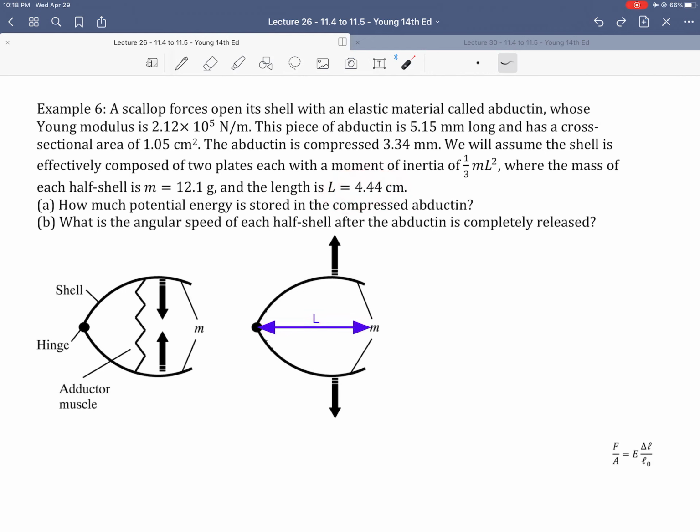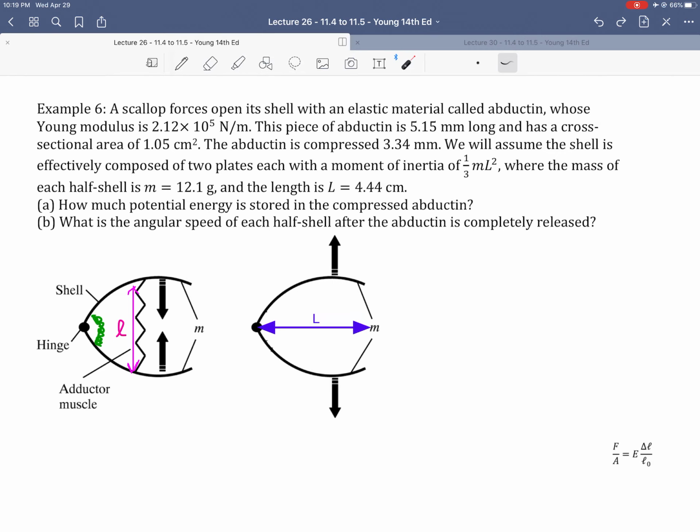But first of all, part A. How much potential energy is stored in the compressed abductin? Okay, now this part, the part about finding how much potential energy there is stored in a compressed material, that's the part that is very similar to example 2 about the skyscraper. So, example 3. So if you want to look at the same approach and get practice with that approach, make sure you understand it for working with the skyscraper problem, or just getting some practice. Look at the approach here, and then apply it to get that practice.